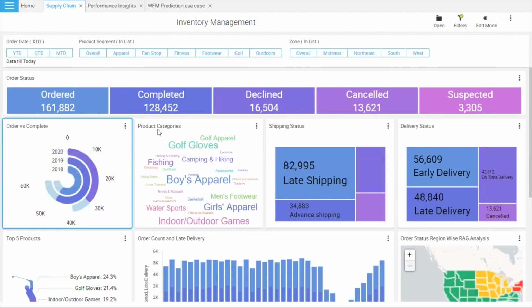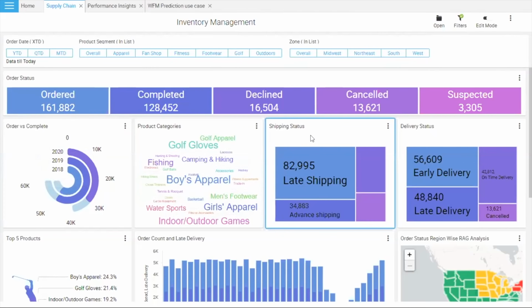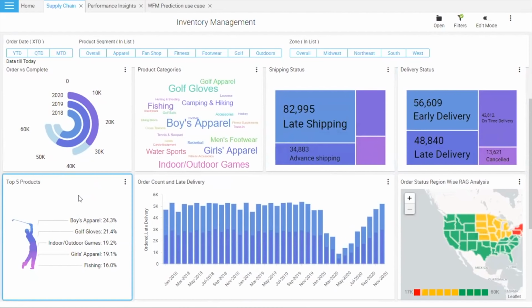Then the next category is about the product categories. What are the different products that have been ordered out of this 161,000 that has been placed? Then you have the shipping status of the product, where you know what is the shipping status, how many late shippings have happened, how many advanced shippings have happened, shipping on time, how many shippings were canceled, then the delivery status for those shippings. Then we have this pictorial graph, right? And in this pictorial graph, we've used one relevant to the type of use case. But in case there is any specific pictorial graph that you would want to use specific to your business, we can bring that in as well.